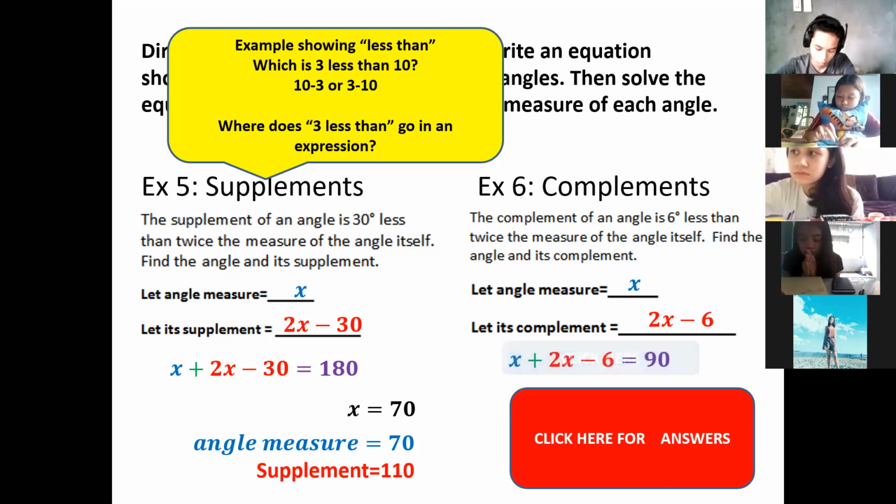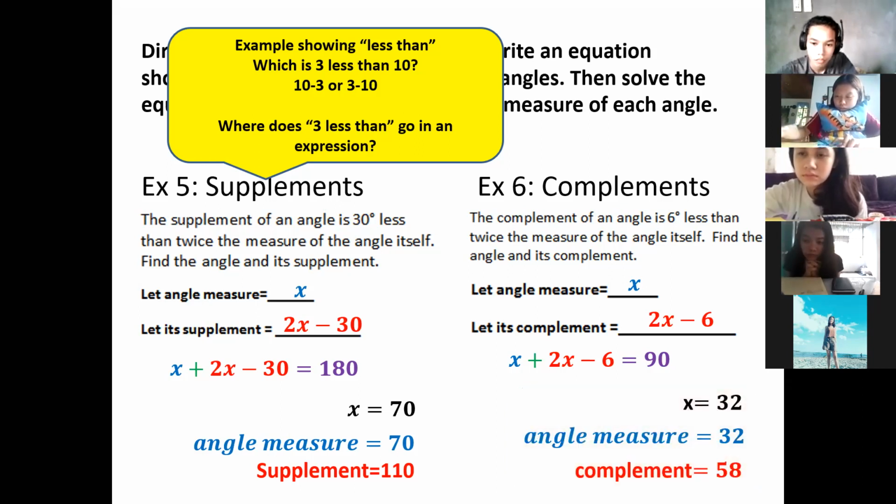So the sum of the two angles is 90 degrees, being complementary to each other. Therefore, transpose 6 to the other side, it will become plus 6. So 90 plus 6 is 96. x and 2x is 3x. 96 divided by 3 is 32. So x is 32 and the complement is 58 degrees.